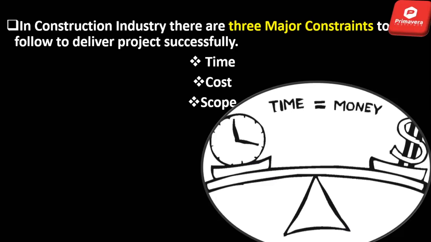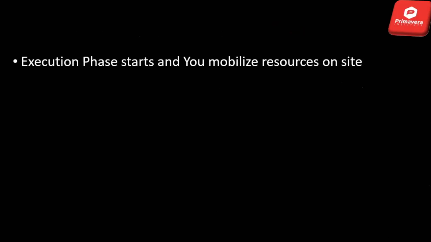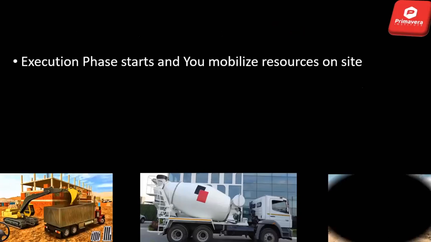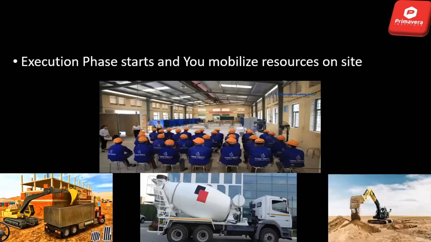So these are three major constraints to measure whether any project is successfully delivered or not. Moving on to the next slide, the execution phase starts and you mobilize. Once your planning phase is done, you have already submitted your project schedule to your client. Now your execution phase starts and you mobilize your resources on site. Your resources are on site and you have started the work.